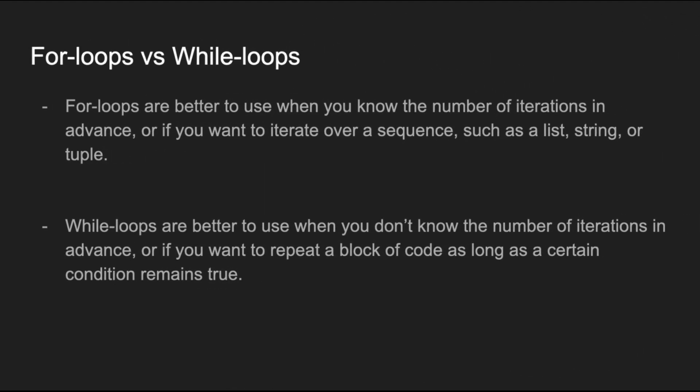So before we jump into some examples of for loops, let's do a comparison between for loops versus while loops. For loops are better to use when you know the number of iterations in advance, or if you want to iterate over a sequence. Some examples of that could be a string, a list, or a tuple.